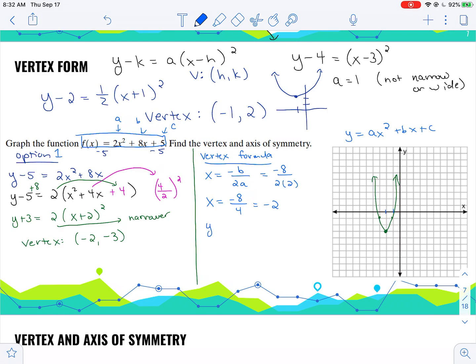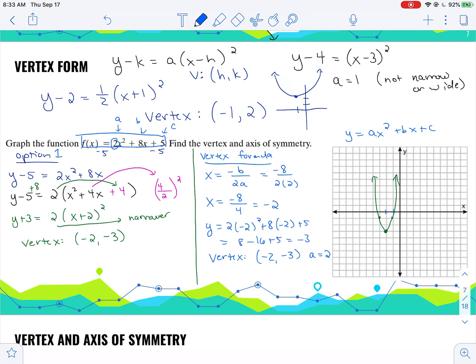So the x coordinate for my vertex is -2, which is what we got when we did vertex form. To find the y coordinate, you just plug that back in. So y is going to equal 2 times (-2) squared plus 8 times -2 plus 5, which is going to be 8 minus 16 plus 5, which is -3. So my vertex is going to be at the point (-2, -3). And then that 2 in front, again, makes it a narrower parabola.